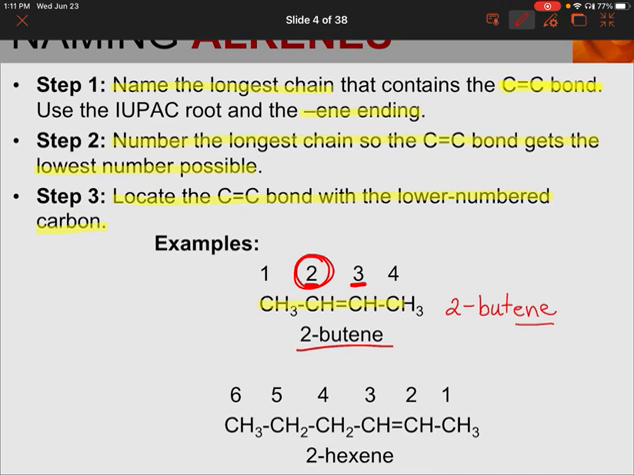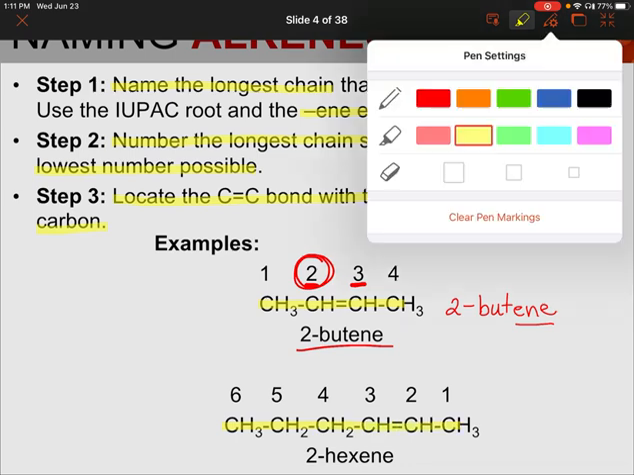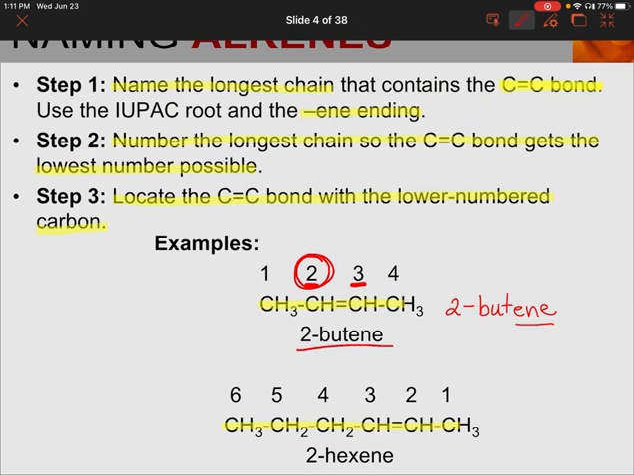Similarly, if we look at the example below that and count the total number of carbons in our chain, we have 1, 2, 3, 4, 5, 6. So if this were an alkane, we would call it hexane, right? But because there is a double bond in this chain, we're going to call it hexene.